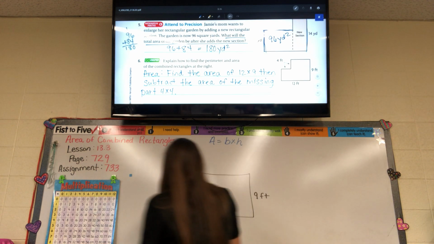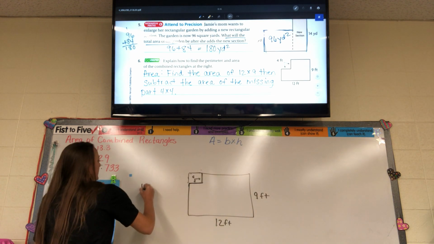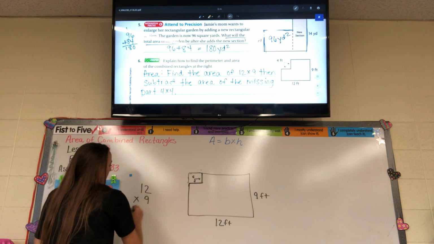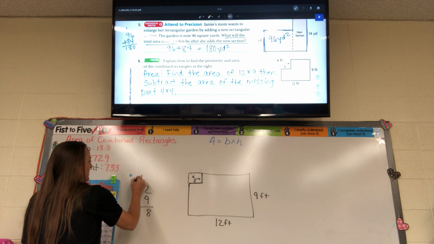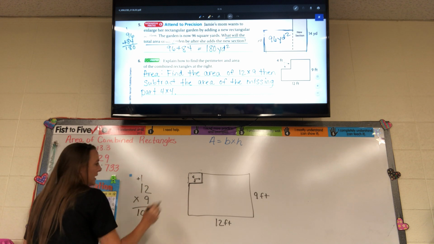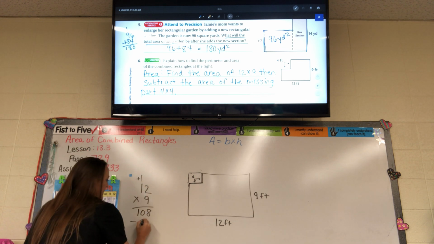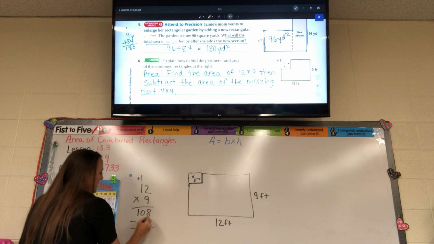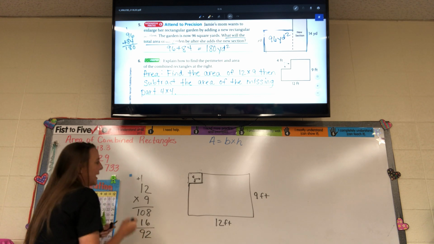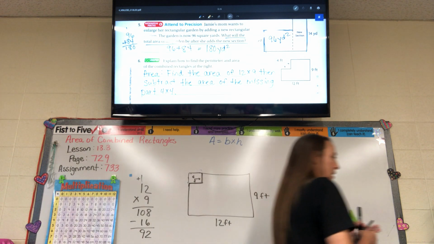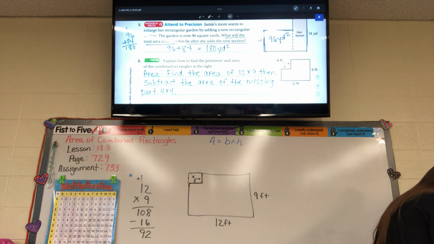Okay, 12 times 9. 9 times 2 is 18, put down the 8, carry the 1. 9 times 1 is 9, plus 1 more is 10. And then 4 times 4 is 16. So we're going to take away 16. 8 minus 6 is 2. 10 minus 1. So 92 square feet is the area. Area equals 92 square feet.